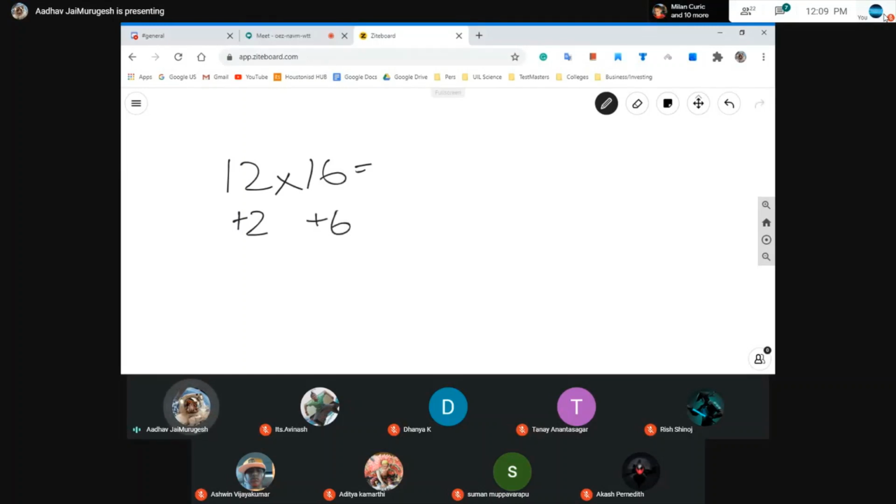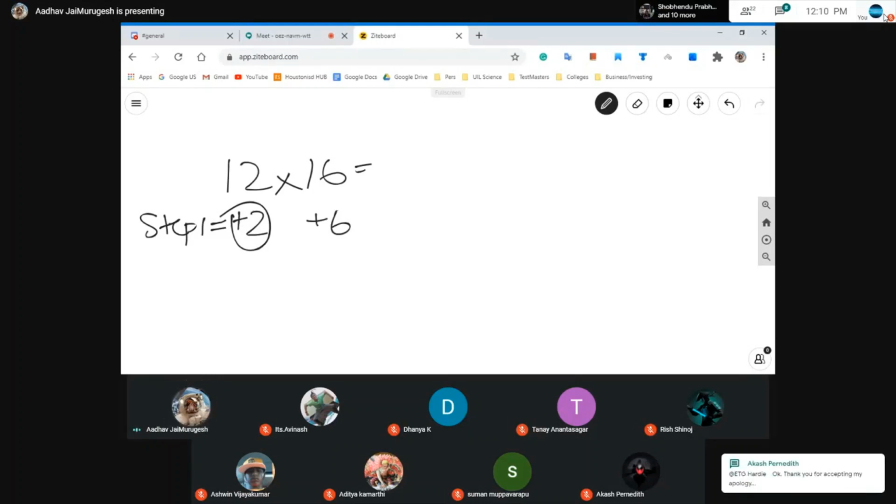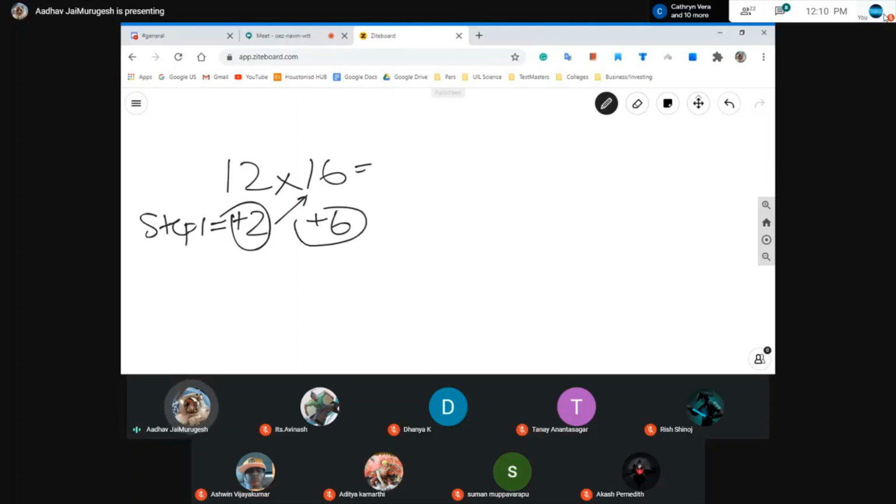Now what we do, and that's going to be step 1. Step 2 is going to be taking one of these numbers and adding them to their opposite number. So you can do either 2 plus 16 or 6 plus 12, which is going to yield the same answer.